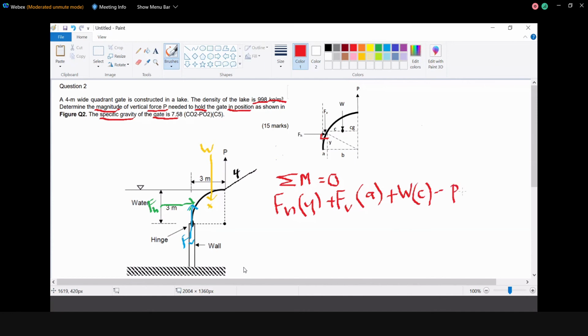P is equal P darab dengan radius. P ni darab dengan radius dia 3. Perpendicular distance for P adalah 3. Sama dengan 0. Okay, and then we can work out to find the FH, Y, FV, A. Okay, lastly hanya ada satu unknown, which is this one. Kita kena cari P. Boleh?